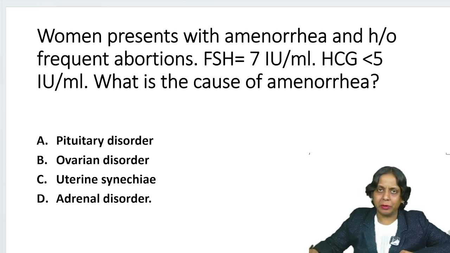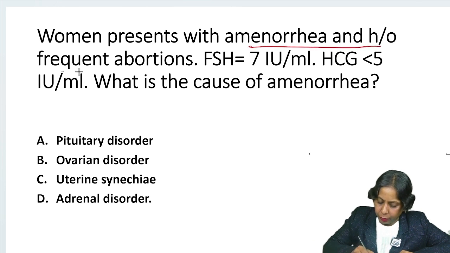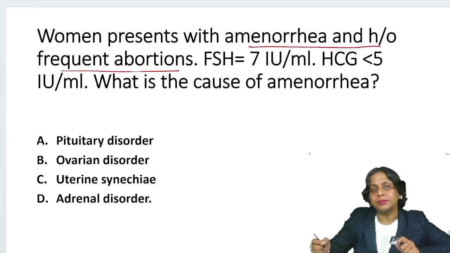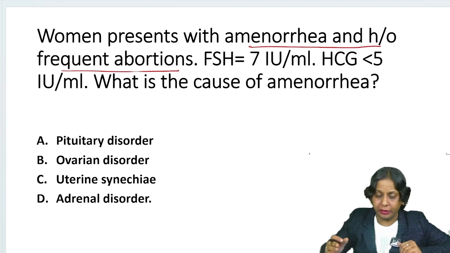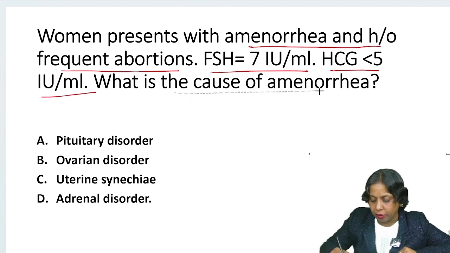Let's take a PYQ topic. A woman presents with amenorrhea and a history of frequent abortions. So here the woman is presenting with amenorrhea and frequent abortions. FSH is 7 and HCG is less than 5. What is the cause of amenorrhea?